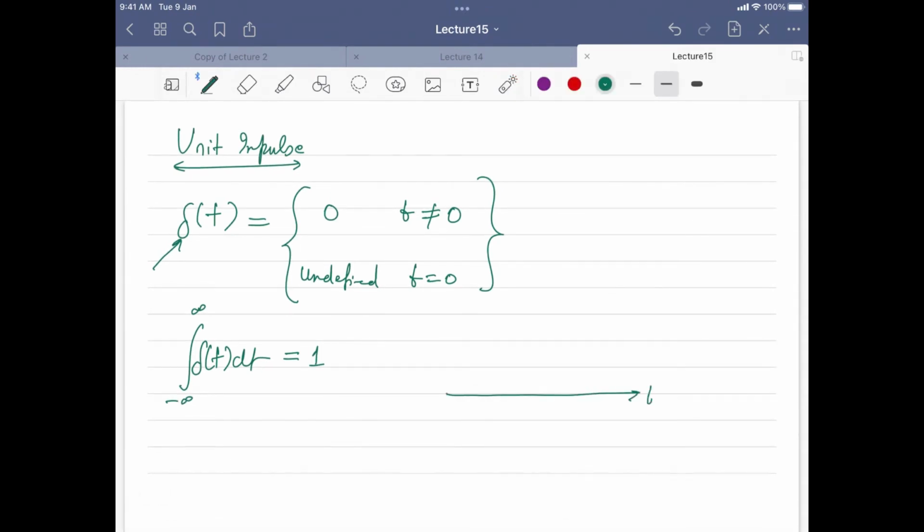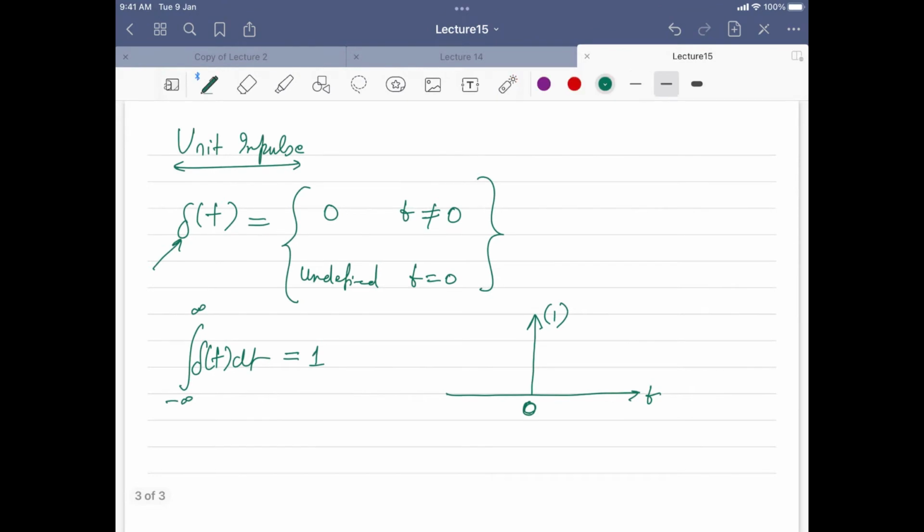We actually draw it like this. You have a time axis t on the horizontal, and on the vertical side you represent it by an arrow like this, and the value is given in brackets as 1. What it means is its value is 1 at time t equal to 0, and for other time intervals its value is 0. This value written in brackets means it's an area and not a value, because the magnitude of this impulse is undefined at time t equal to 0, but the area is 1. So that area of 1 is written in brackets. So this is unit impulse.